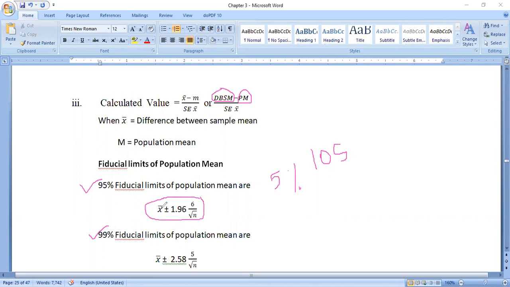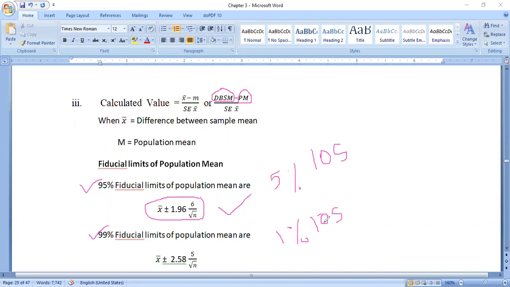In this way we have to write x bar. While we are solving the problem, the x bar value, which we already know, plus or minus 1.96 into standard deviation by under root n. This is when 5% LOS is given, or when neither 5% LOS nor 1% LOS is mentioned in the question. Then we have to assume that this is the fiducial limit formula. Then sometimes if 99% or 1% LOS is given, instead of 1% they will give 99%.